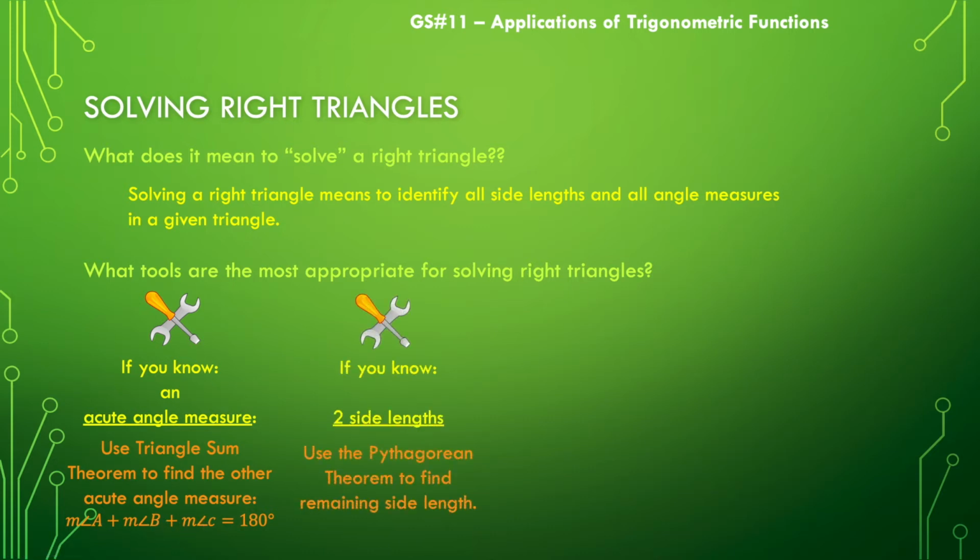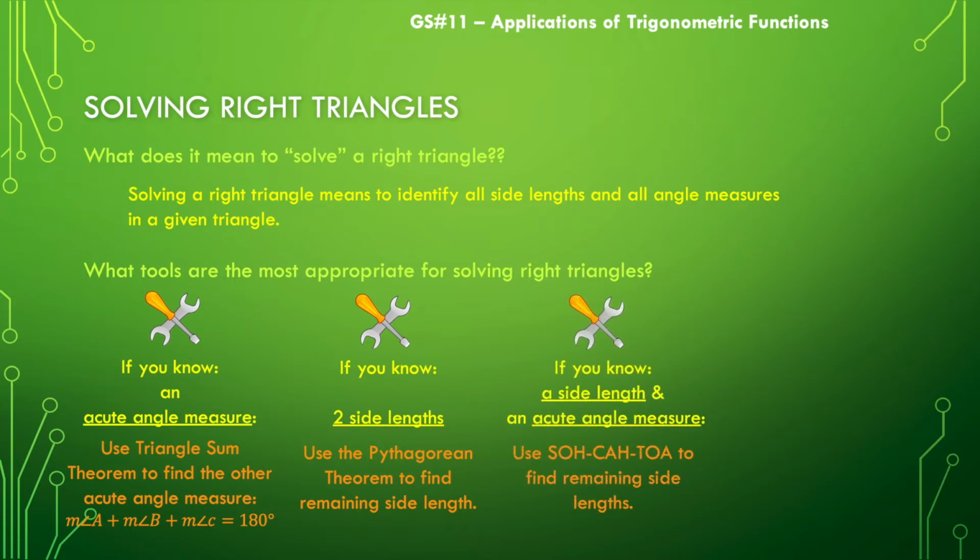Another tool: if you know two of the side lengths, you can use the Pythagorean theorem to find the remaining side length. Depending on what sides you know, you would set it up so that a squared plus b squared equals c squared, where c is your hypotenuse, and a and b are the legs of that right triangle.